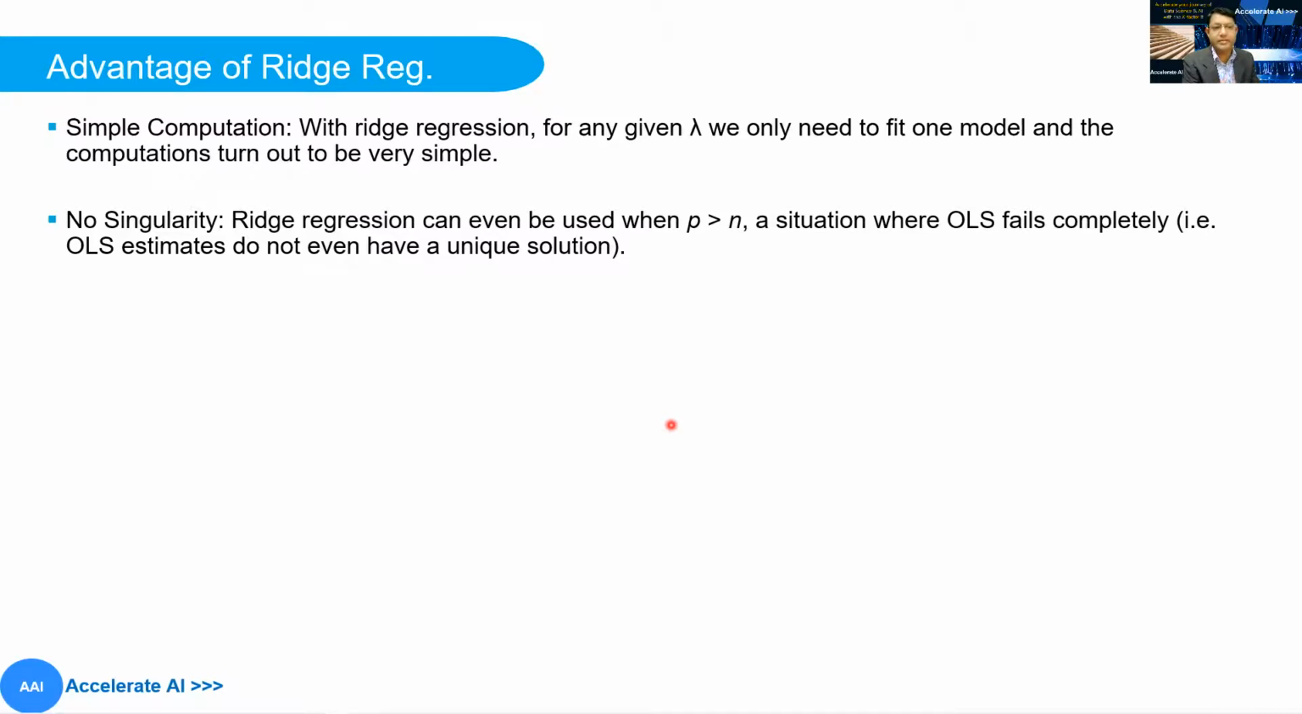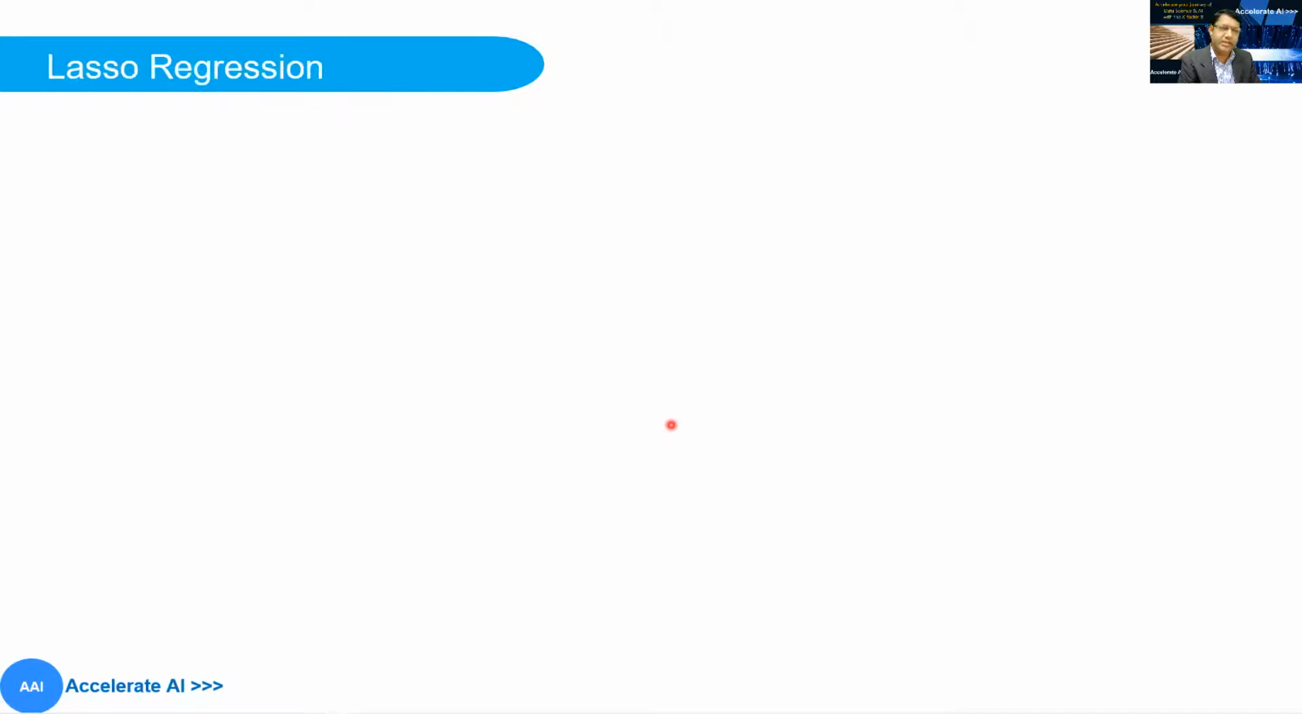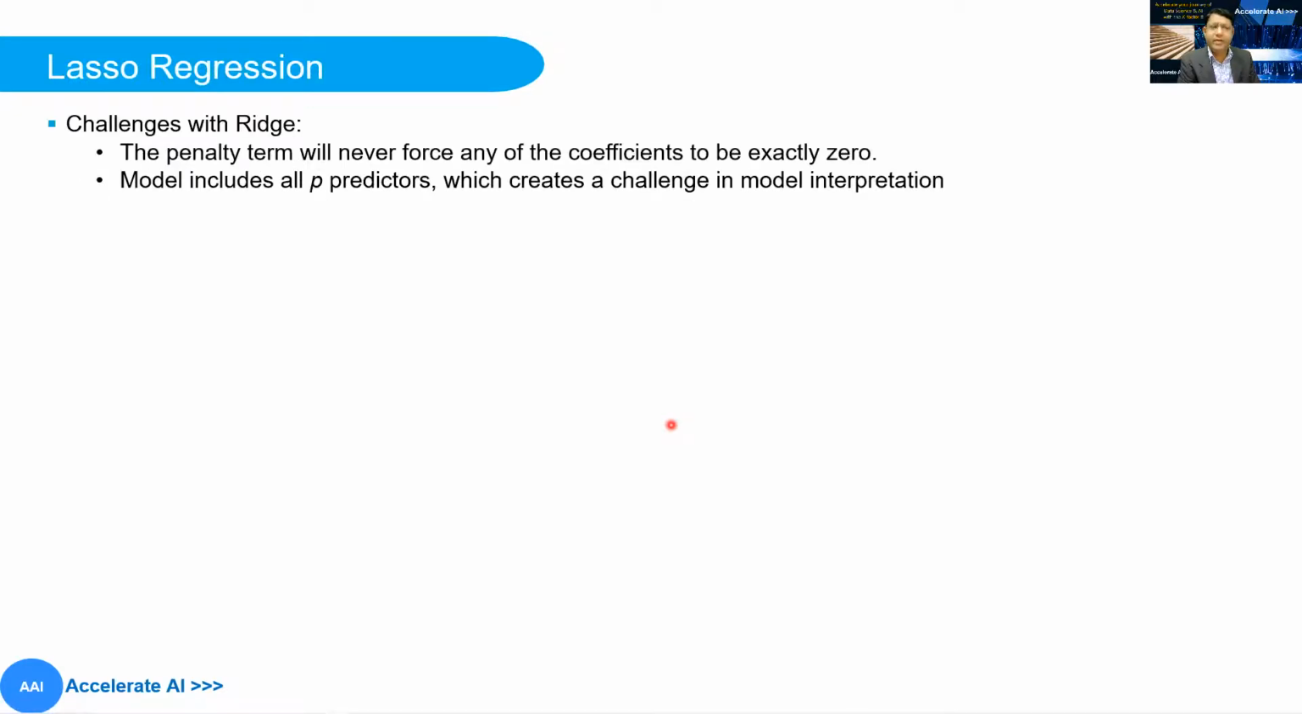The overall matrix will have a rank which is lower than the data matrix. However, ridge regression will still give us a unique solution in such cases. So these are some of the advantages of ridge regression. However, ridge regression also has certain challenges.